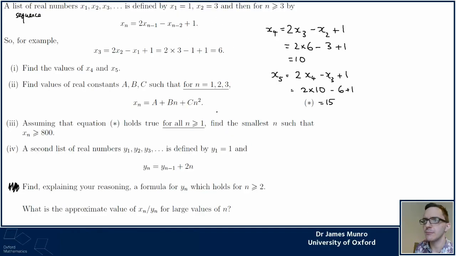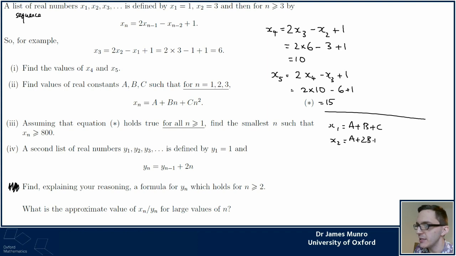Okay, so what do we know? We want x1, if this formula is true, then we want x1 to be a plus b plus c. We want x2 to be a plus 2b plus 4c. And we want x3 to be a plus, when n is 3, this will be a plus 3b plus 9c.